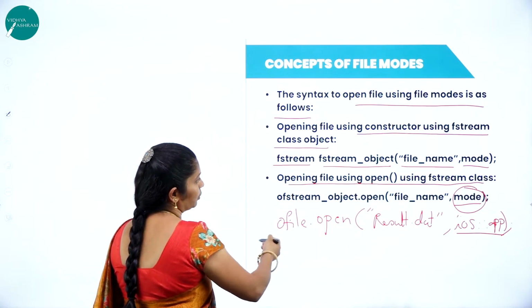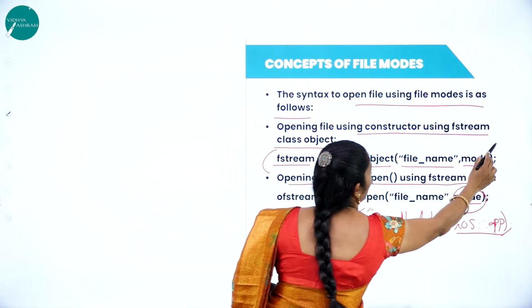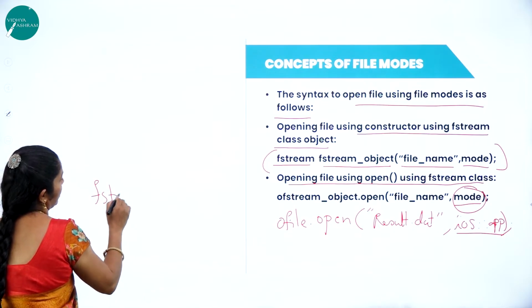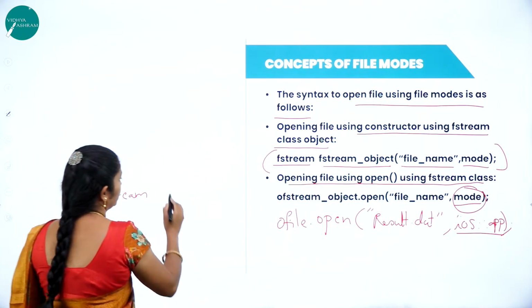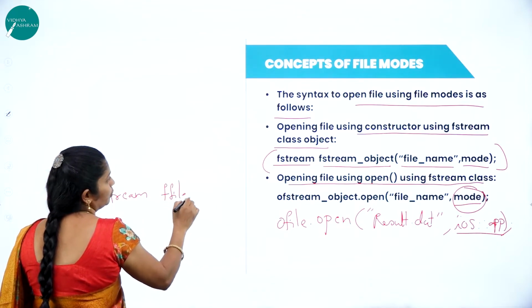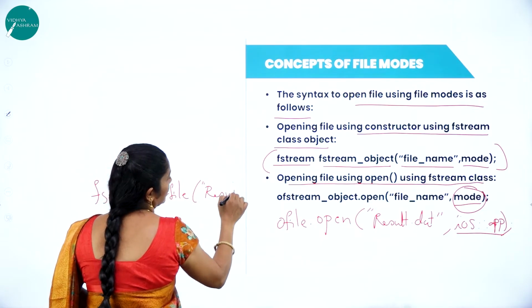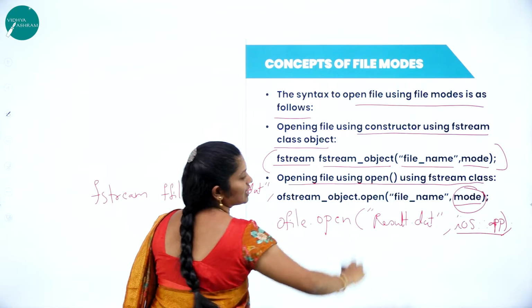For example, if I am going to use the constructor function, then how do we write it in this pattern? First, fstream, whether it may be an input operation or an output operation. Then the fstream object, I am to write ffile as the object name. Then write the file name, for example, result.dat. Then a comma, afterwards the file mode.